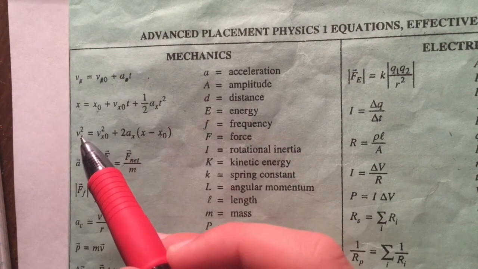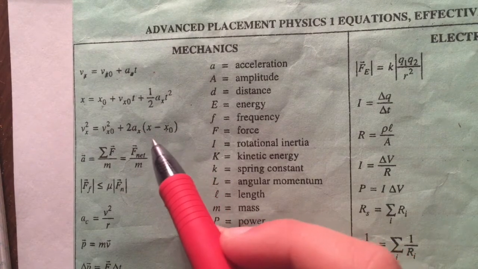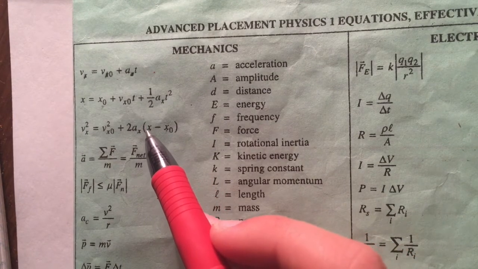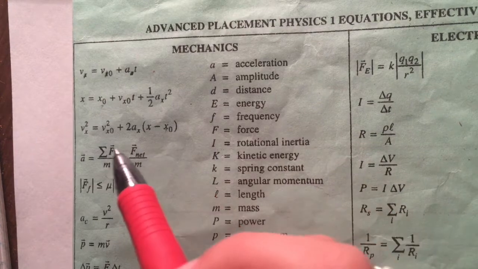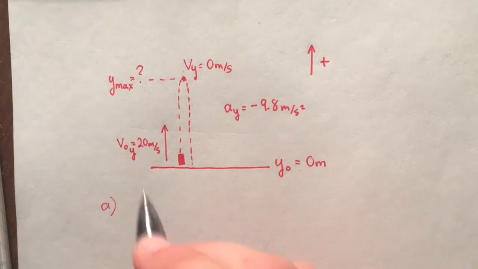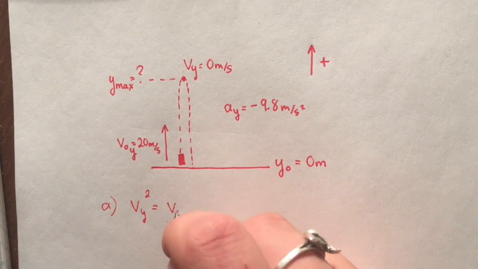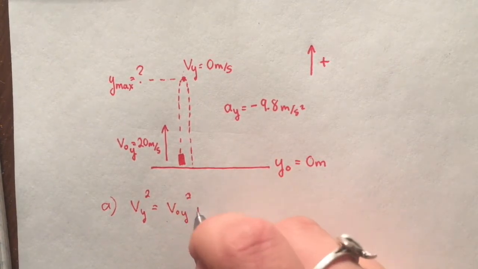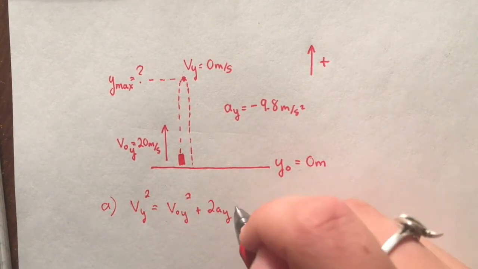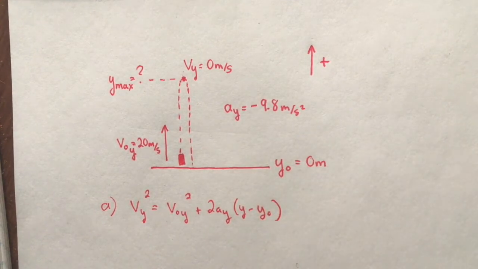I do know a velocity, I know a starting velocity and acceleration, and here we have a position, and we are looking for the final position or the max height. So this is the equation that I want to use, but I'm going to rewrite it in terms of y stuff. All right, part A. Our equation is vy squared equals v naught y squared plus 2ay times y minus y naught. Boom. Now we have an equation.